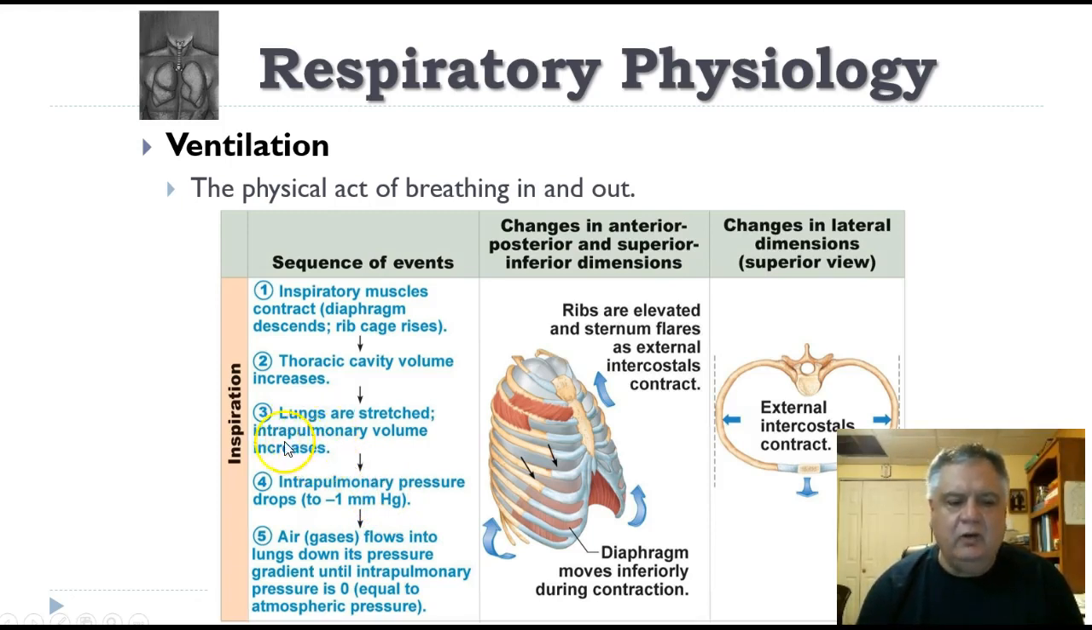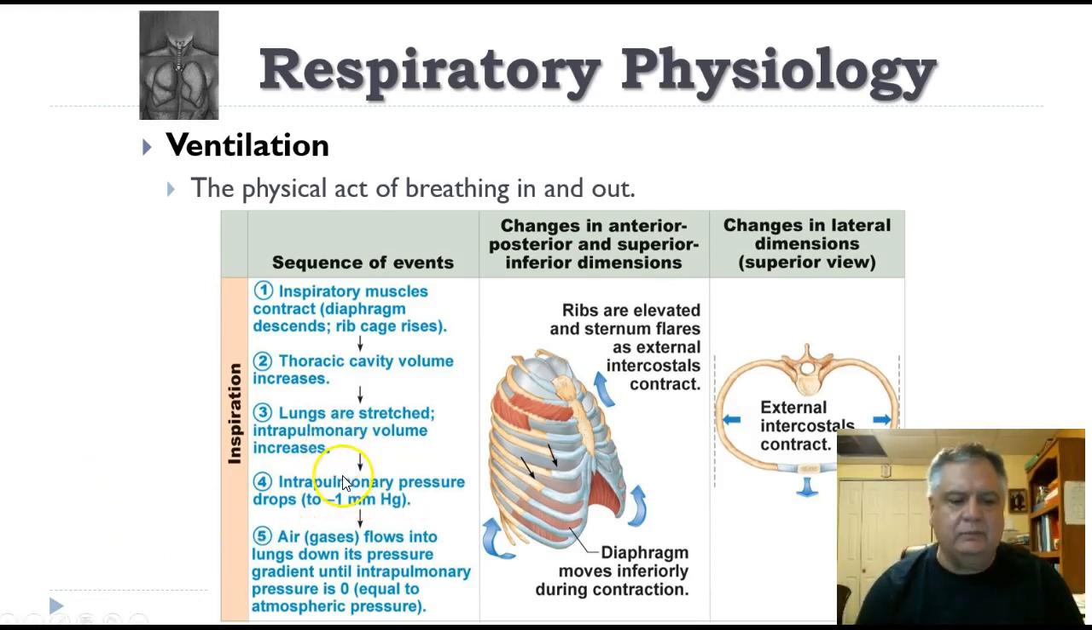So with an increase in intrapulmonary volume, the intrapulmonary pressure that's created from the air inside the lungs is going to drop to -1 millimeter of mercury. In other words, it's going to drop to a point where it is lower than the atmospheric pressure of the outside air surrounding our body.